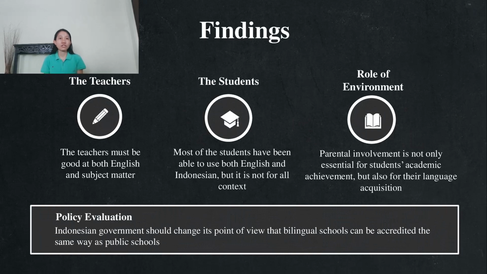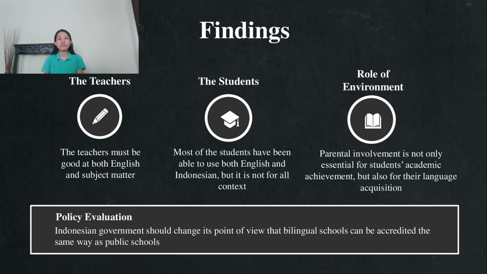For teachers and students in bilingual school, they must be good at English, but the students are not good at English for all contexts. It is because it distinguishes language as basic interpersonal communication skill, or BICS, in which students are good at this point. But in cognitive academic language proficiency, or CALP, they are not really good.